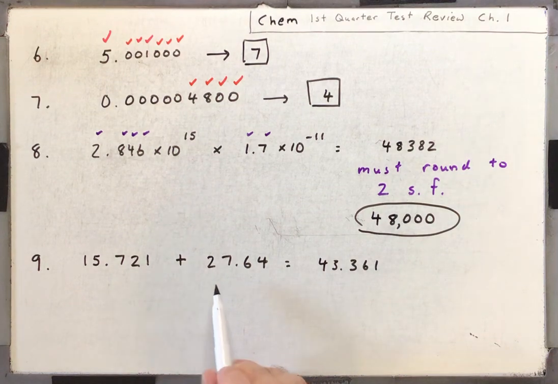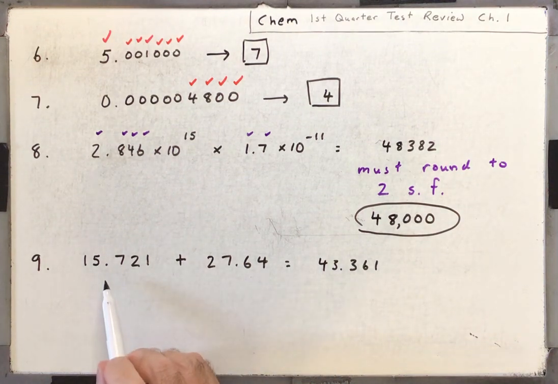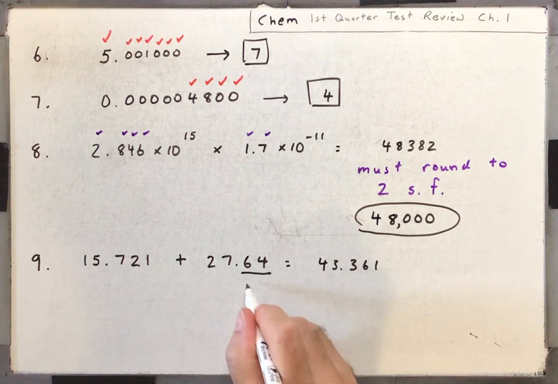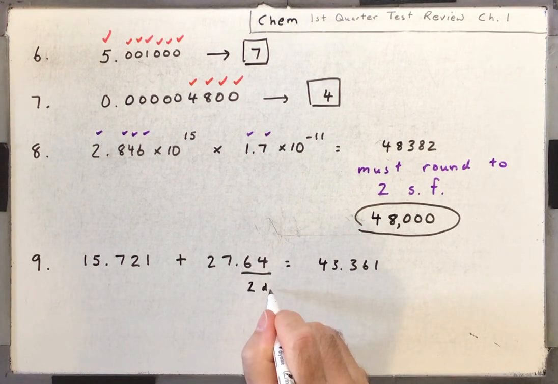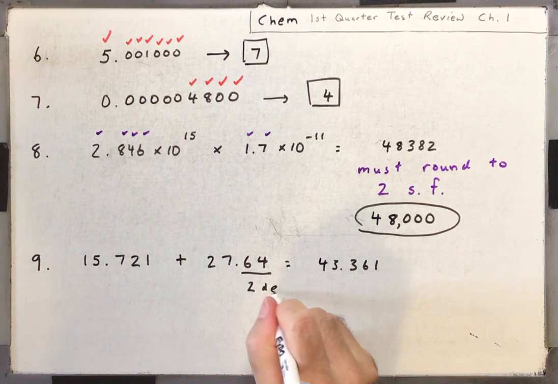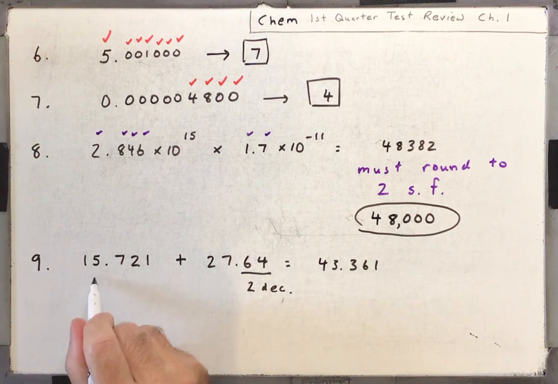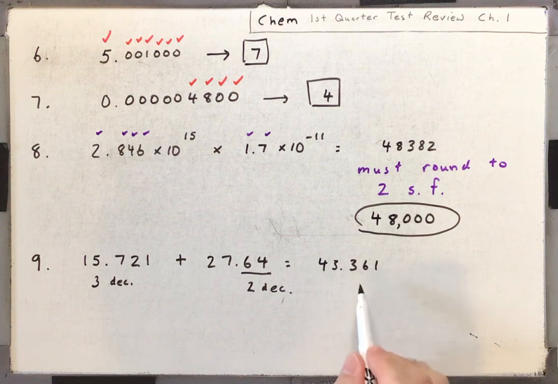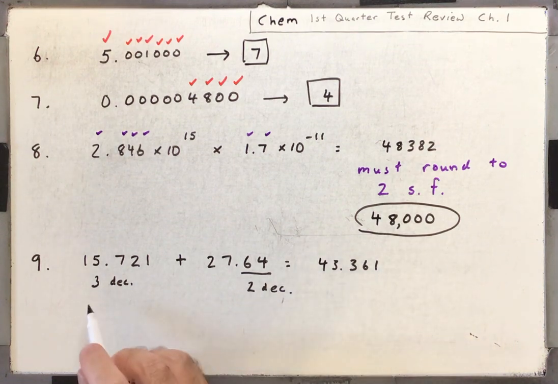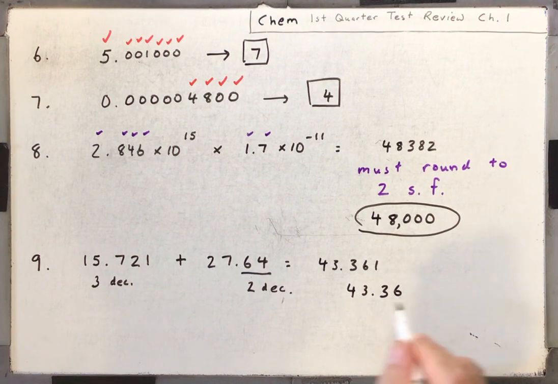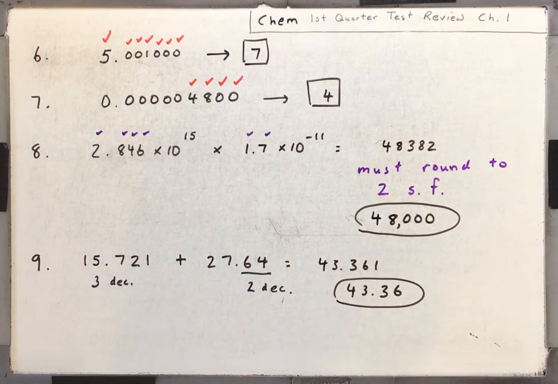You round to the number that has the least precision. So this number is 2 decimal places. Okay, so we could just put 2 decimal, I guess. This number is 3 decimal places. So we're going to have to round this number to 2. You round it to the least precise. So that would be 43.36. Boom. All right, look at us go.